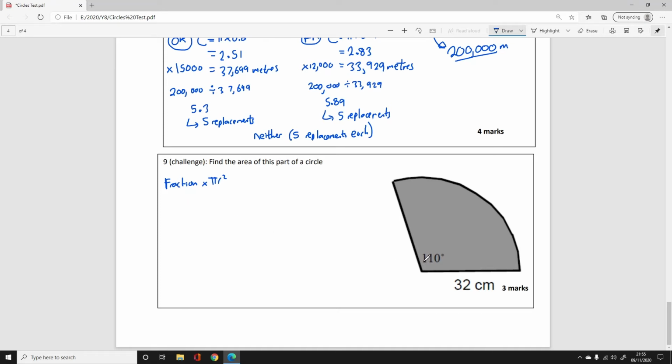Now what fraction of a circle is this? Well, this is 110 degrees, and if you think about it, all the way around would be 360. So the fraction of a circle that we've got there is 110 out of 360. And we need to times that by pi r squared, so times pi times 32 squared. Put that all together and we'll get that the area of that will be 983 centimeters squared. Again, well done if you got that one. Quite a tricky fella. Okay, cheers.